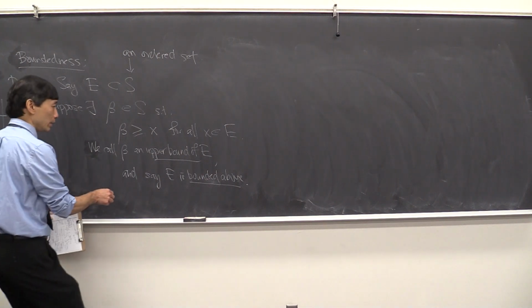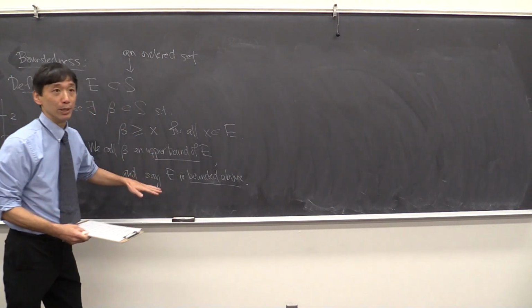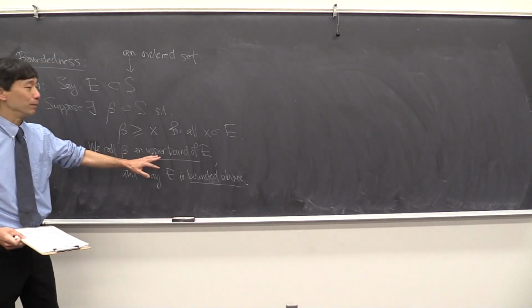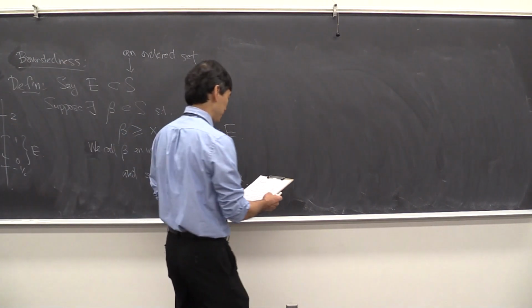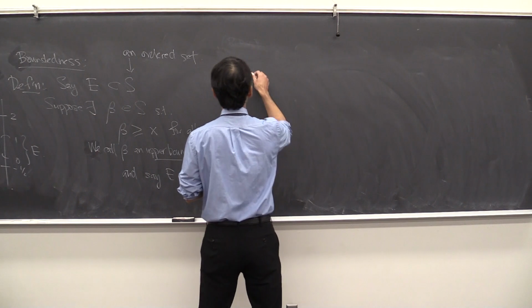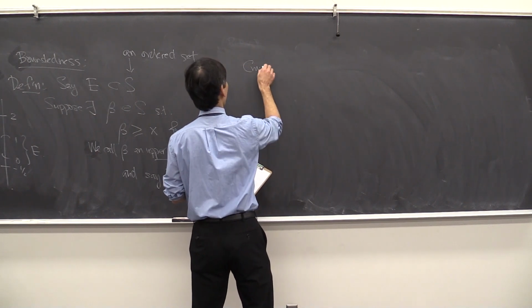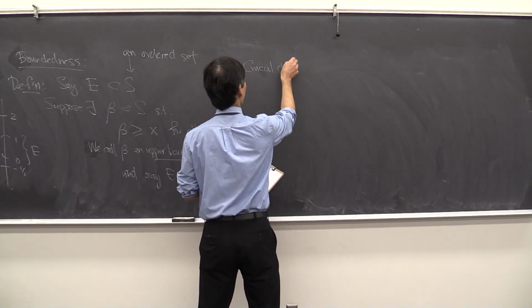Similarly for lower bounds and bounded below. I'm not going to write out that definition, but we can also talk about lower bounds and say that the set is bounded below. So this set is, of course, bounded below, and -1/2 would be a lower bound for it.